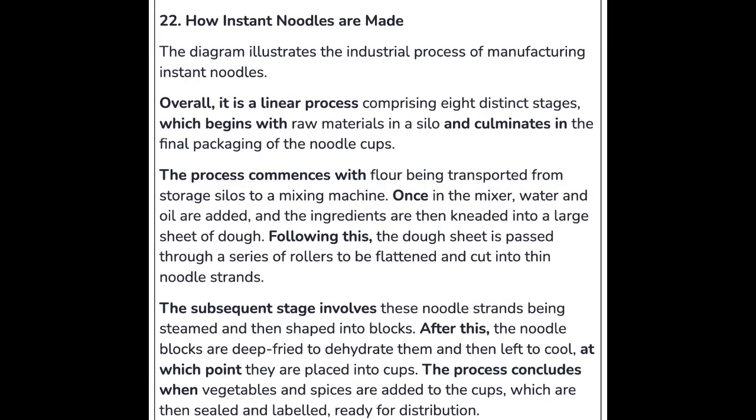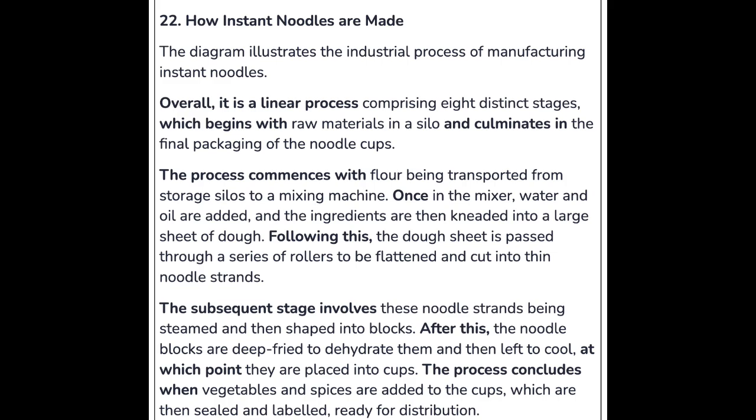22. How instant noodles are made. The diagram illustrates the industrial process of manufacturing instant noodles. Overall, it is a linear process comprising 8 distinct stages, which begins with raw materials in a silo and culminates in the final packaging of the noodle cups.